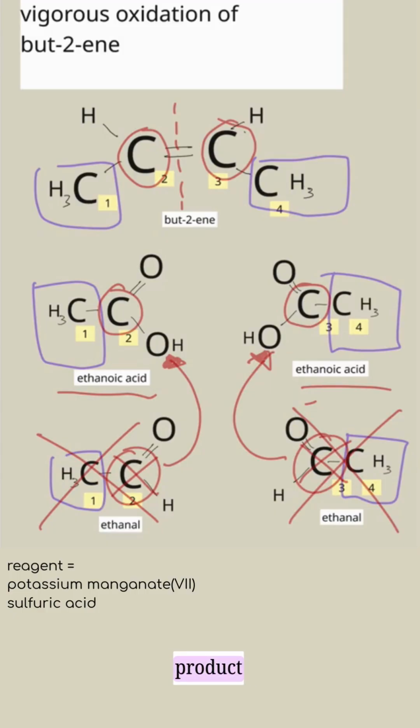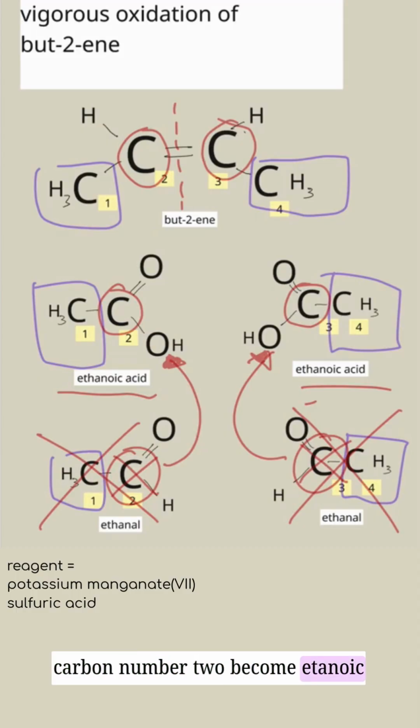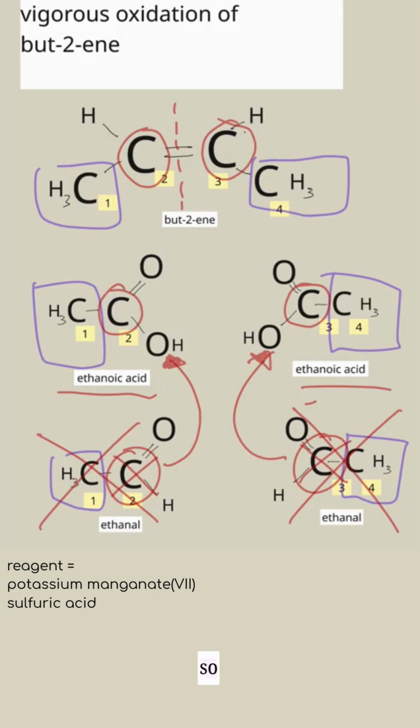Both products. Yeah? So carbon number 1 and carbon number 2 become ethanoic acid. Carbon number 3 and 4 become ethanoic acid. Yeah. So quite simple. I hope you can understand.